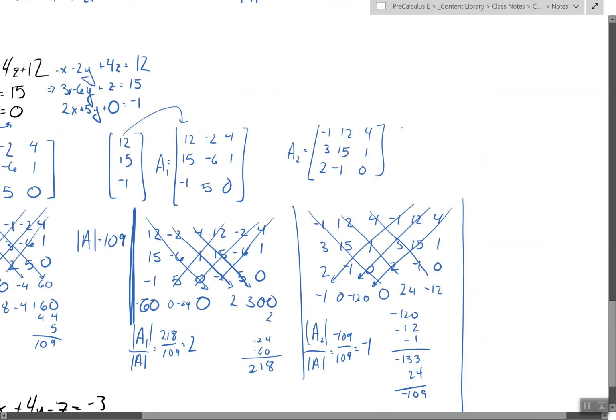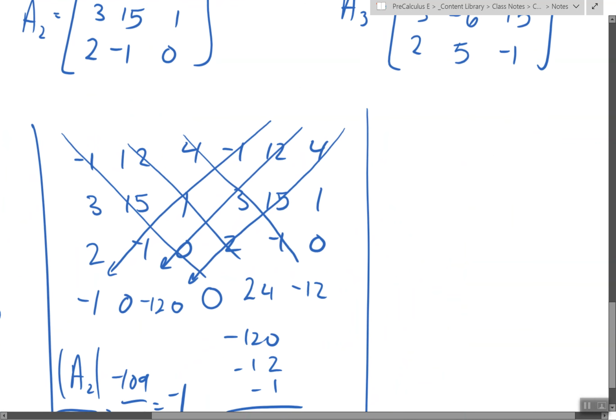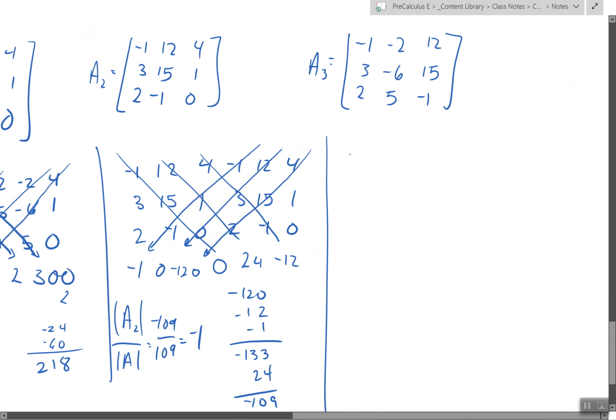Okay, and now for the third, so we're going back to the original first and second column now. So negative 1, 3, 2, negative 2, negative 6, 5, and then we're replacing this third column, 12, 15, negative 1. So we have no more 0 in there, so it's not going to throw us off, hopefully. Rewrite and copy 12, negative 1, negative 2, 12, 3, negative 6, 15, 3, negative 6, 15, 2, 5, negative 1, 2, 5, negative 1.